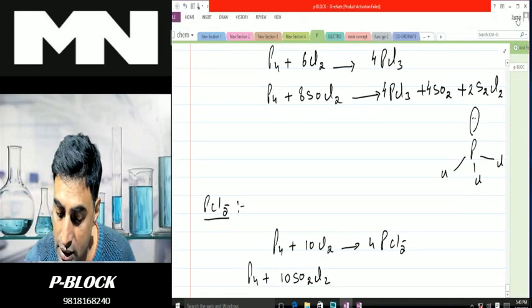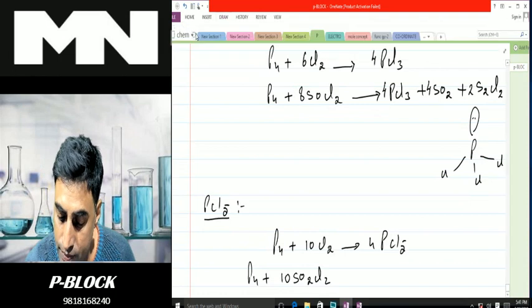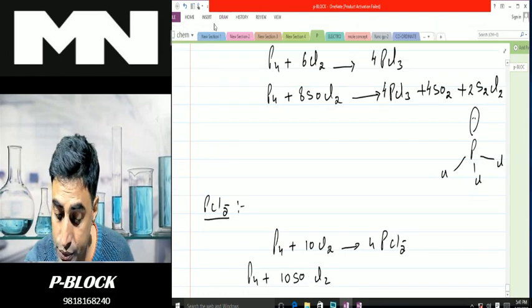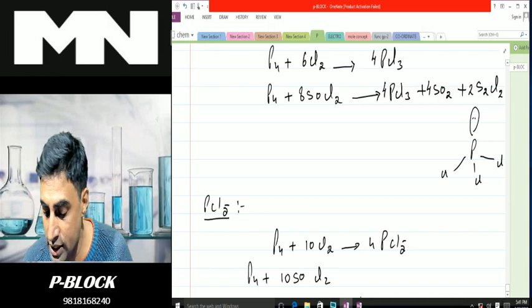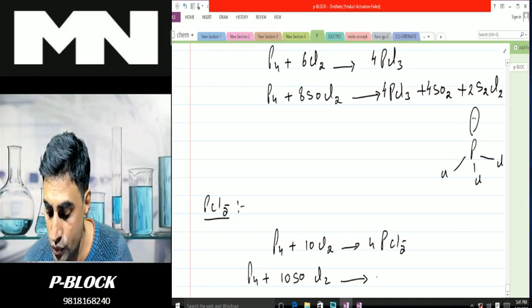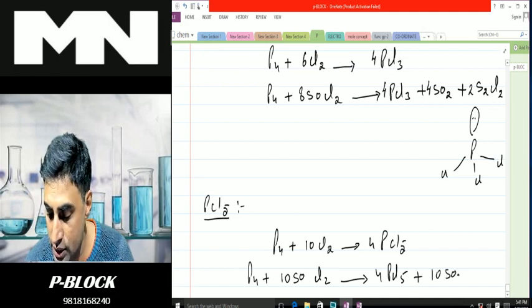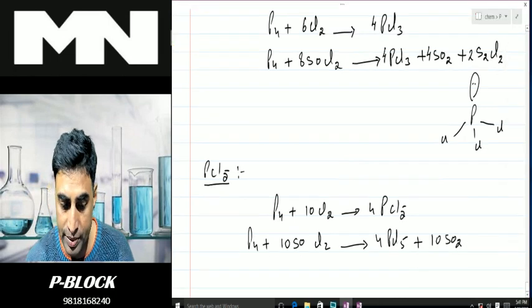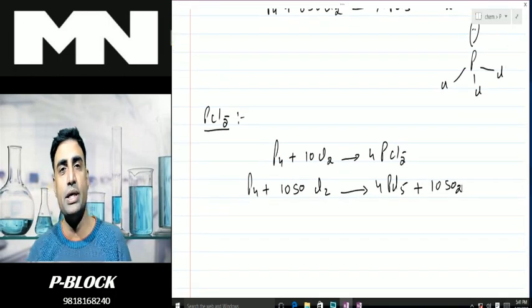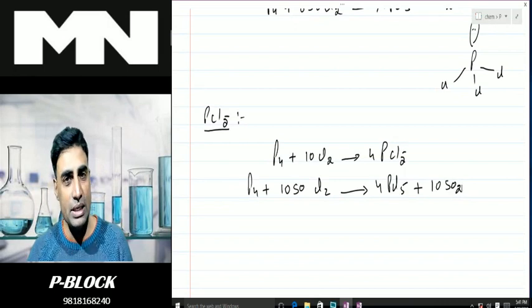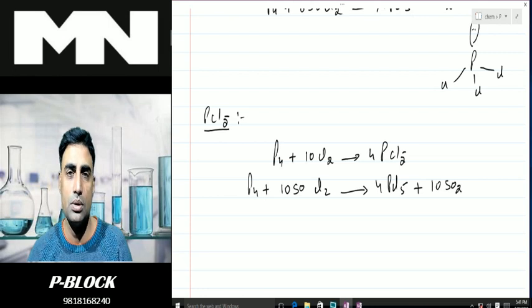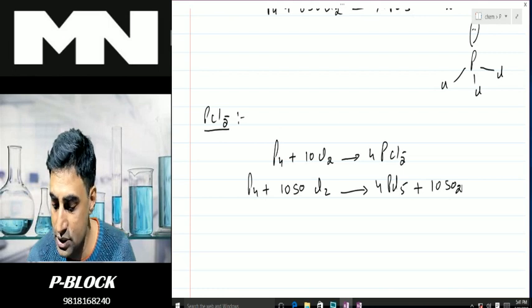It is not thionyl. In fact, I have written sulfuryl chloride. Thionyl chloride is SOCl2. So 10 moles of this, that will give you 4 moles of PCl5 along with 10 moles of SO2. So this is how you can prepare it. And the properties again you know very well. You have done them in organic chemistry in the preparation of halogen derivative from alcohols by reaction with PCl5. Here I would like to tell you the structure of PCl5.